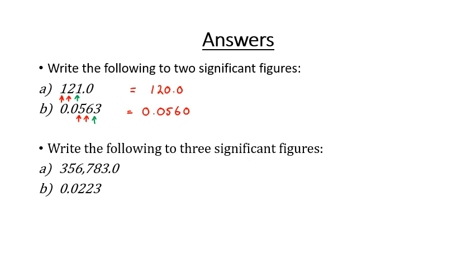In our next question, it says write the following to three significant figures. Again, we identify our three significant figures, which means our fourth figure is a 7. That means that we need to round up. This becomes 357,000. In our last question, we're looking at three significant figures. There are only three significant figures. If there was a fourth figure, it would just be a 0, which means we need to just write the number exactly how it was, 0.0223.